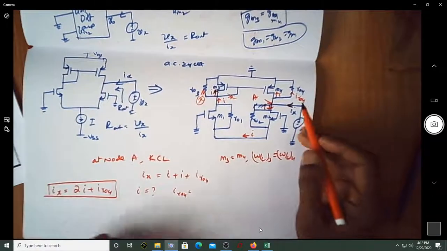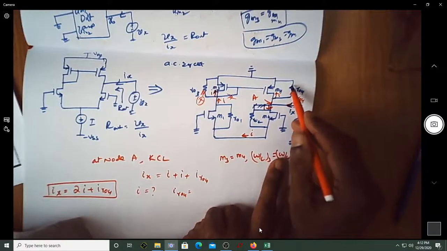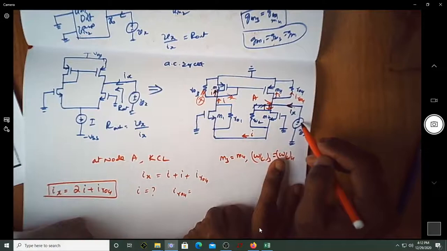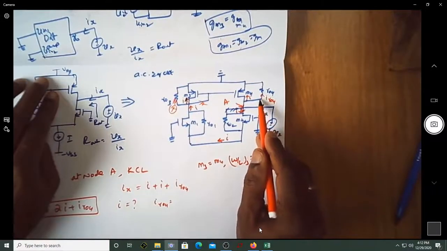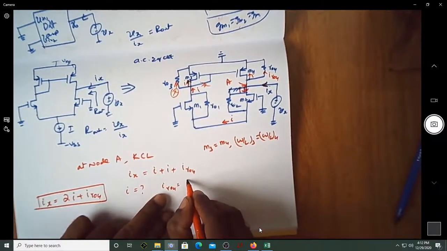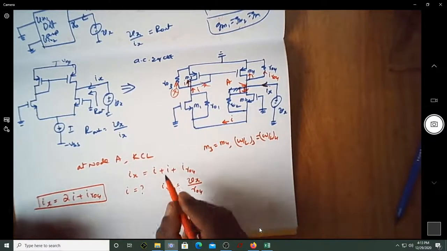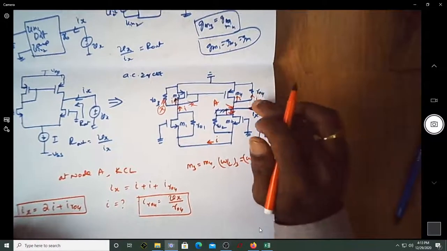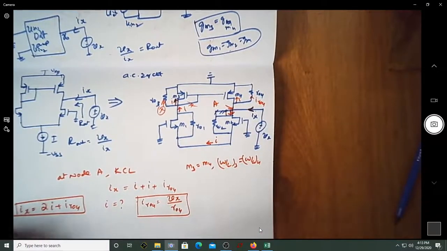If you clearly see this IR04, one end of R04 is connected to ground, and the other end of R04 is connected to Vx. You can see this is R04, and this end is connected to here. So can we write this IR04 as equal to Vx divided by R04? This is the expression for IR04. That is, the current flowing through the R04 resistor is given by Vx by R04.